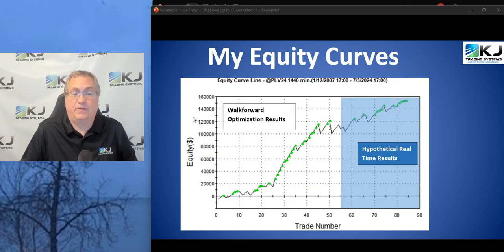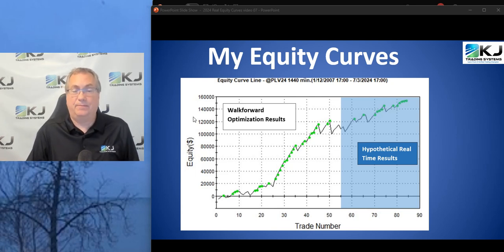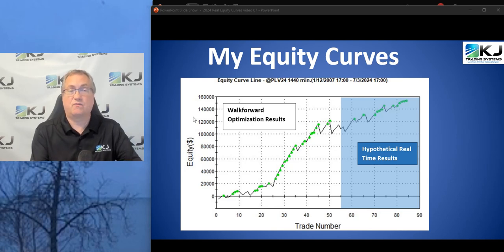Here's one example. This is a platinum strategy, and you can see a few things from this. One, the back test, which was a walk forward optimization, is in the white, and then everything in the blue has been real-time performance. So meaning I stopped development right when the blue section starts, and I've just been running this strategy live ever since then.